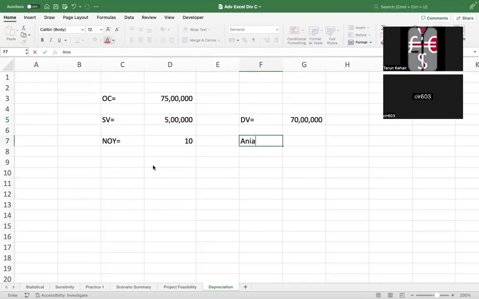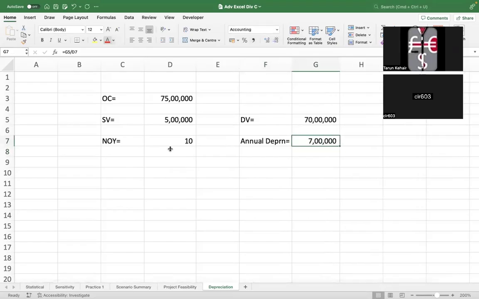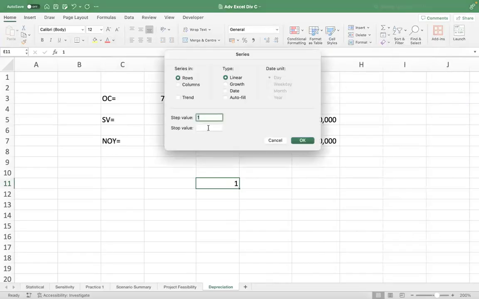And therefore your annual depreciation is 70 lakhs divided by 10, which is 7 lakh rupees. Right, everyone? Now we will put the years here. So year 1, and I think the useful life is 10. So I will put the useful life here for 10 years.